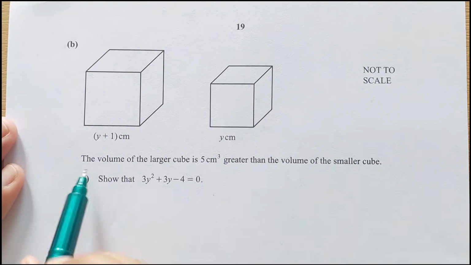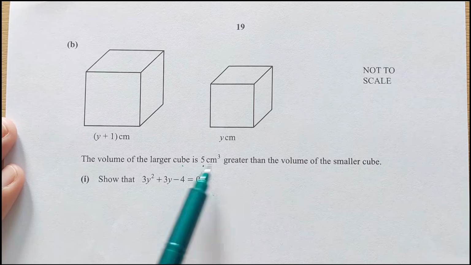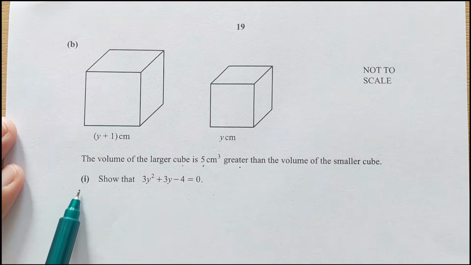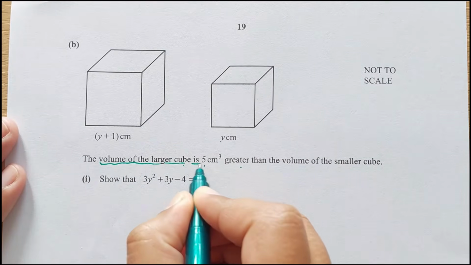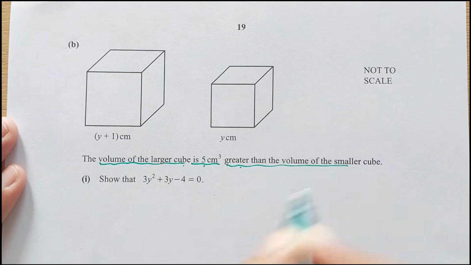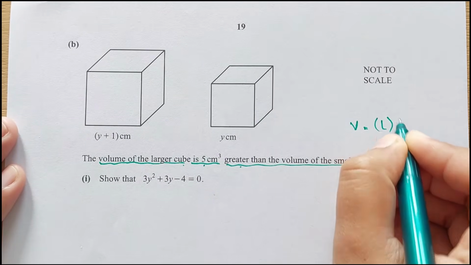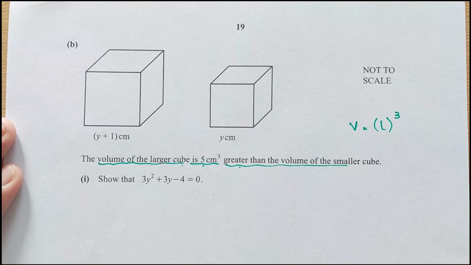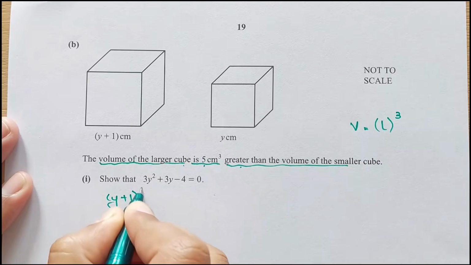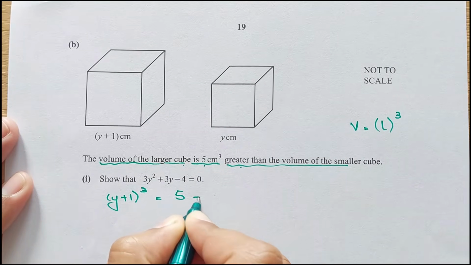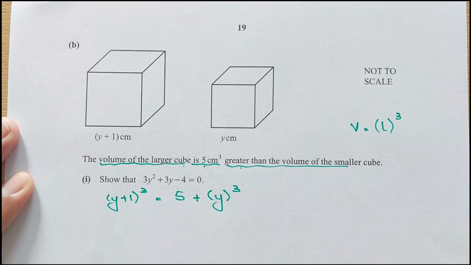Part B. We have two cubes. We have given the volume of the larger cube is 5 centimeter cubed greater than the volume of the smaller cube. Part 1, show this equation, right? So what is the volume of a cube? Volume of a cube is the length cubed. So volume of the larger cube, y plus 1 whole cube, is 5 centimeter cubed greater than the volume of the smaller cube. And we have to show this information, right?